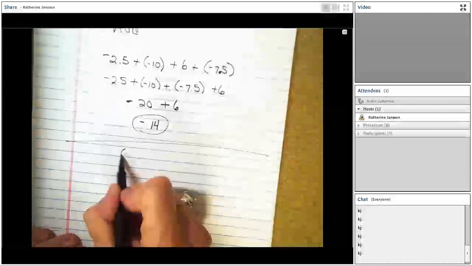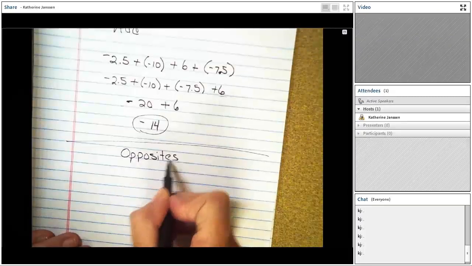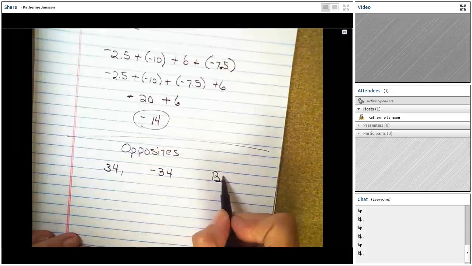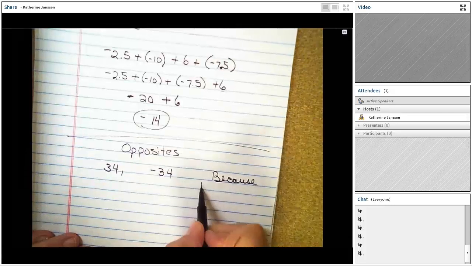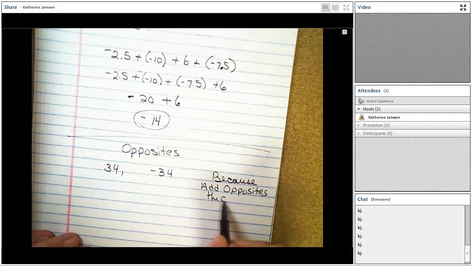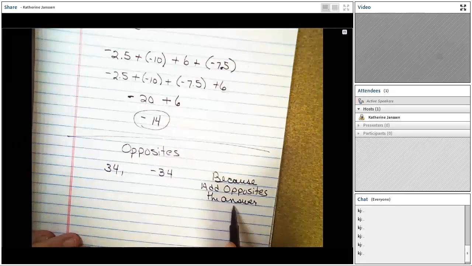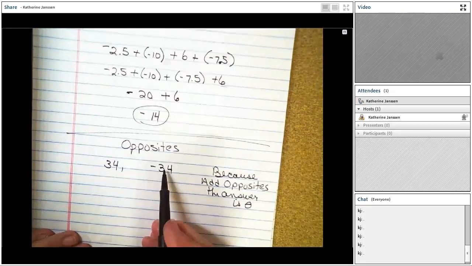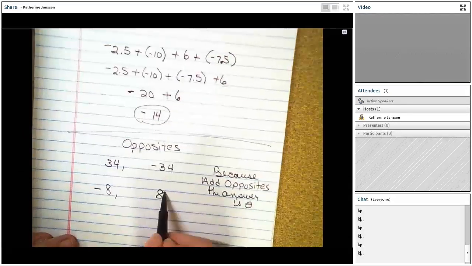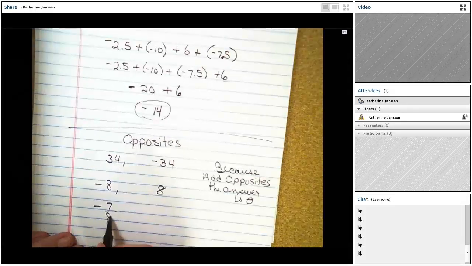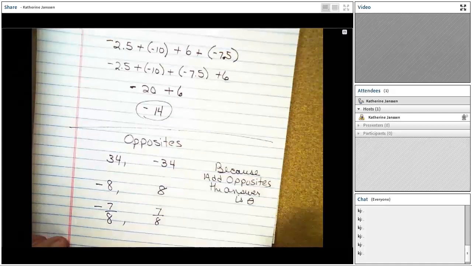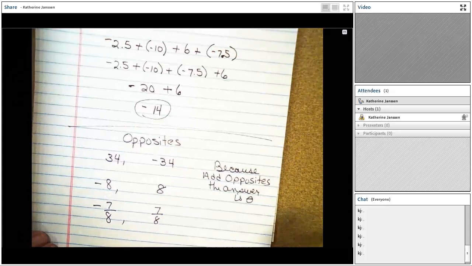Remember opposites. 34, its opposite is negative 34 because when we add opposites, the answer is 0. 34 plus a negative 34 is 0. If I have a negative 8, its opposite is 8. And if I have a negative 7/8, its opposite is positive 7/8. 7/8 plus a negative 7/8 is 0. When I add opposites, the answer is 0.